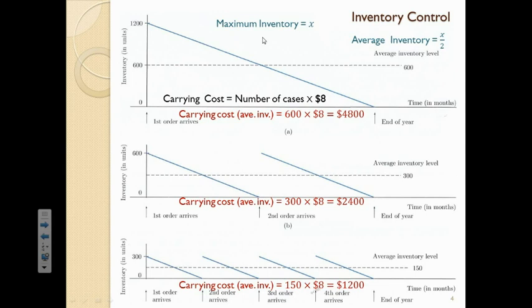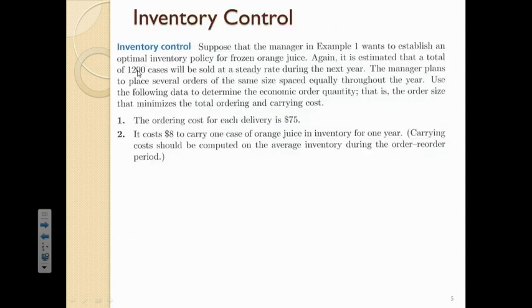So hopefully this makes sense. If we're ordering once per year, we're ordering 1,200. If we're basing on maximum inventory, it's going to be 1,200. If we base it on average inventory, it's going to be 600. Now, we need to know more about the ordering cost to be able to calculate this.